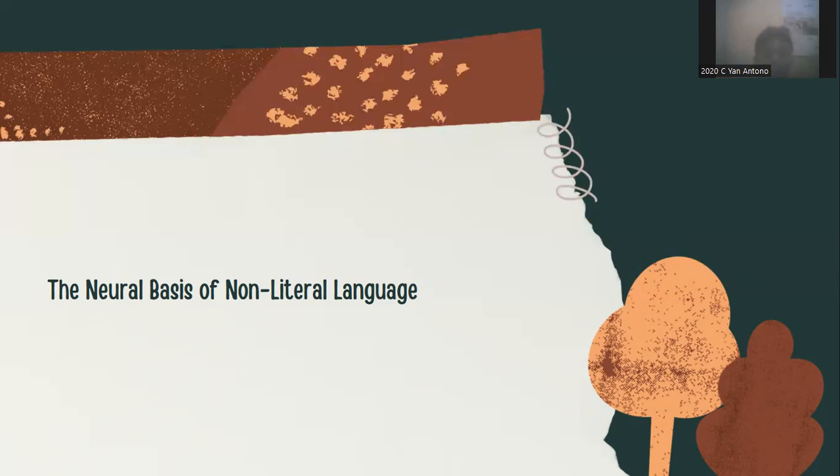Additionally, research has suggested that the interpretation of non-literal language is mediated by neural networks that are involved in social cognition and theory of mind, such as the temporoparietal junction and the medial prefrontal cortex.